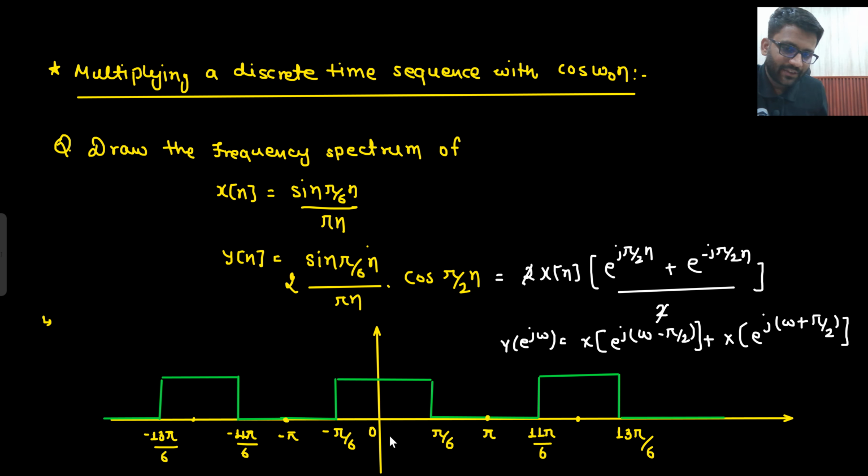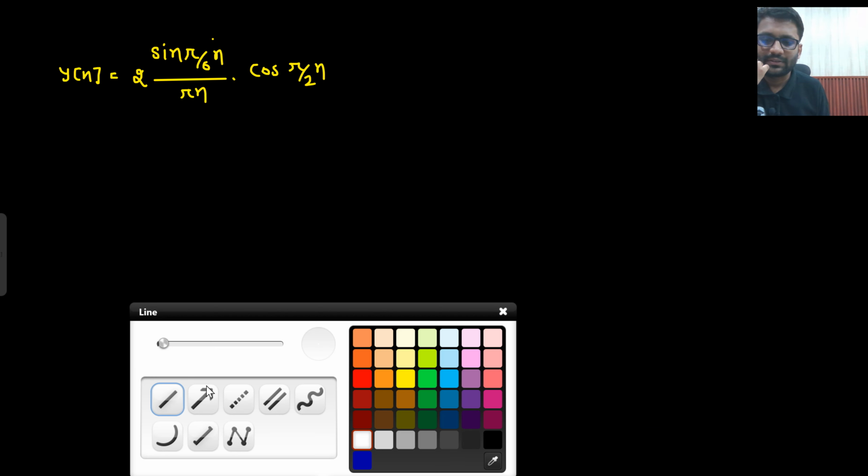So what I will do? I will shift it right by pi by 2. I will shift it left by pi by 2, and then I will add them up. So this center will move to pi by 2. Pi by 2 minus pi by 6, pi by 2 plus pi by 6. So let's see what happens.